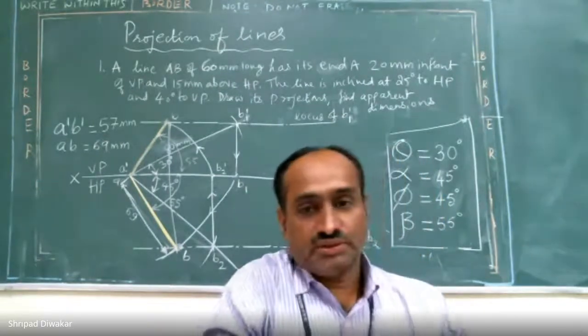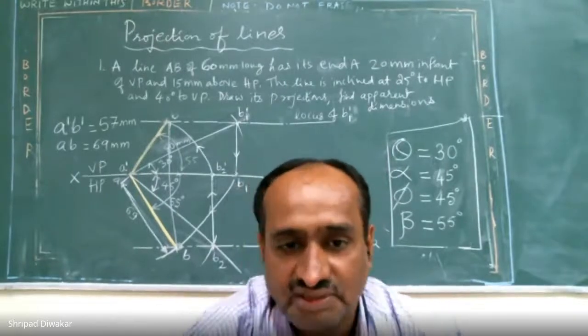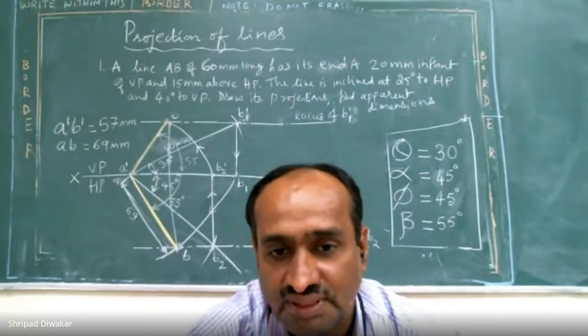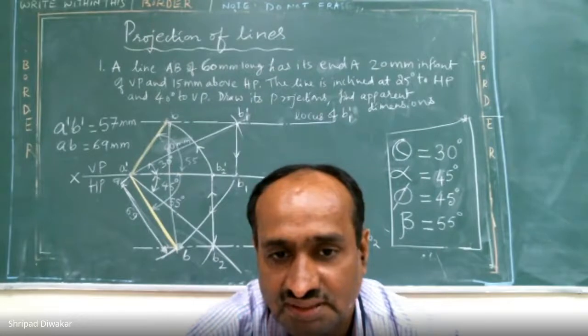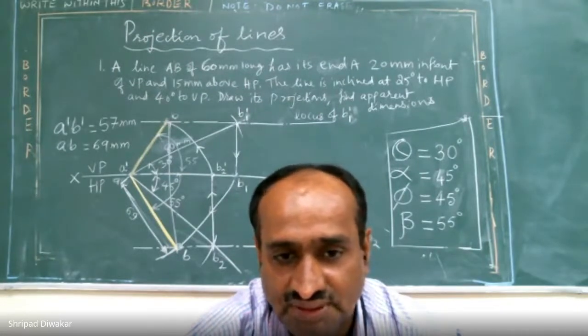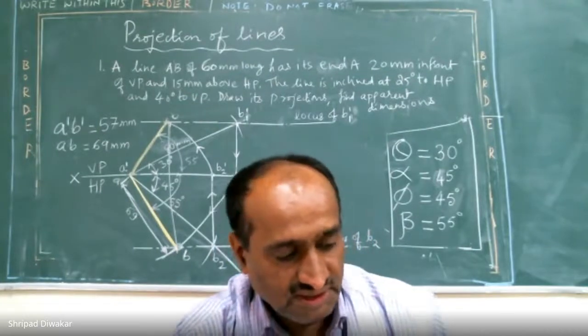So what you did till now, right, guys? What are the data given in this problem? Whatever problem solved, the true length is given, the true inclination is given, and then the distance above and below the reference line is given. In the next problem, I'll do one more.